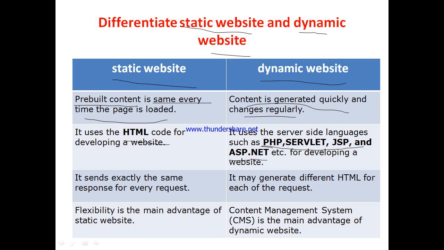Now, what is the third difference? A static website sends the same response for every request, but a dynamic website generates different HTML for each of the requests. Now why is this happening? Because dynamic websites accept input, they have a database, data is accepted and stored, and operations on the data are done, so the result will be generated differently. So a dynamic website generates a different HTML page for each request.